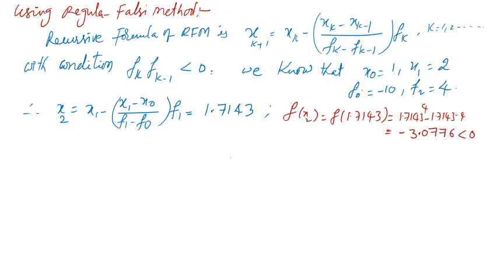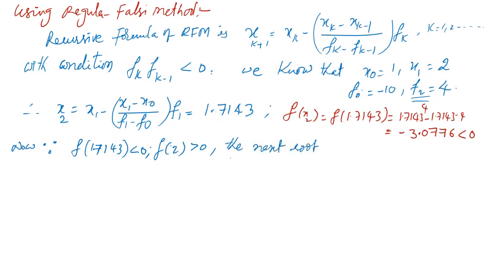Okay, now since f(1.7143) is negative, which is positive in the first interval, f2 is positive, f(2) is positive, the next root x3 belongs to what interval? 1.7143, 2.